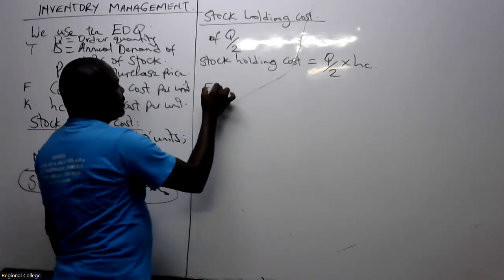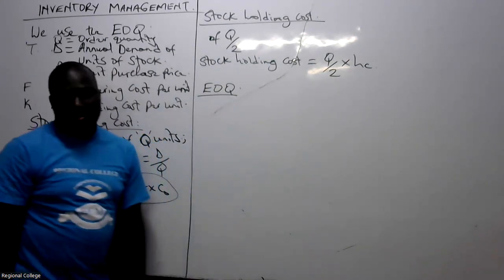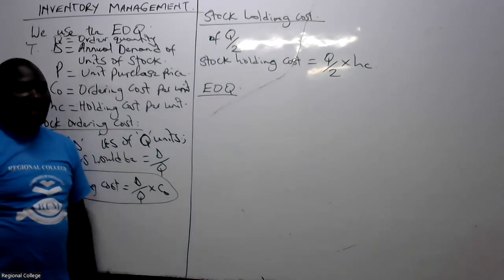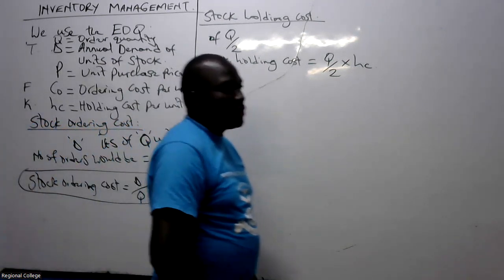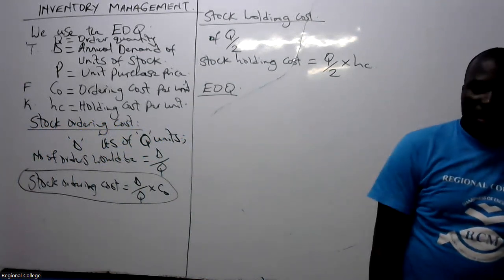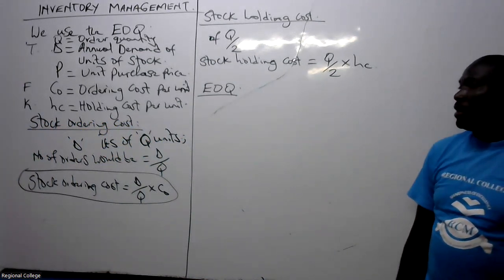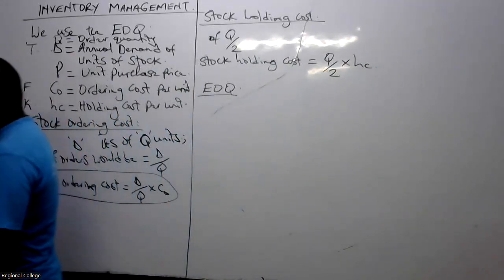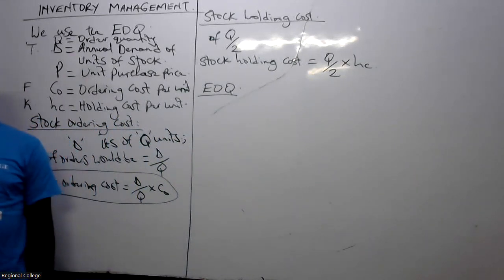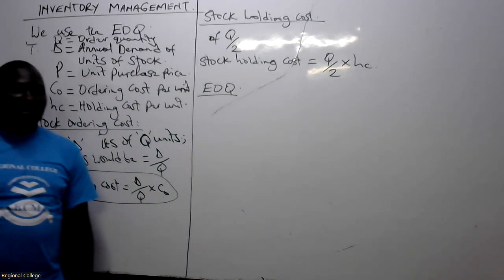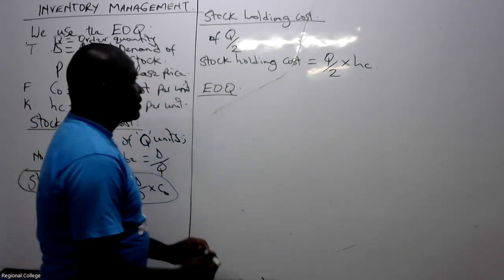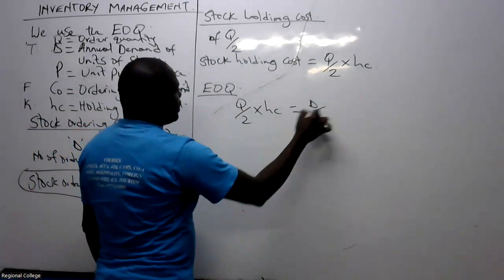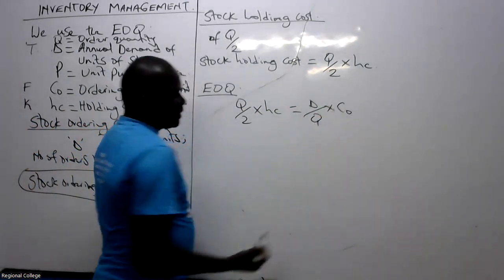Then talk about EOQ. It is the order quantity at which holding costs equal ordering costs. So holding cost, Q over 2 times HC, equals ordering cost, D over Q times C4.